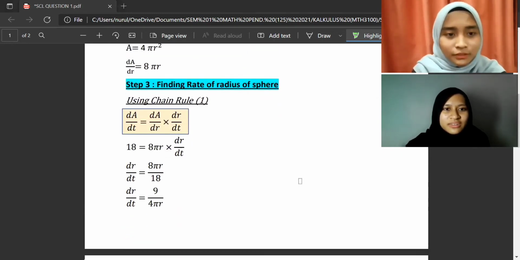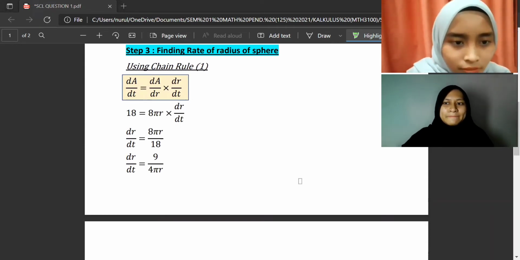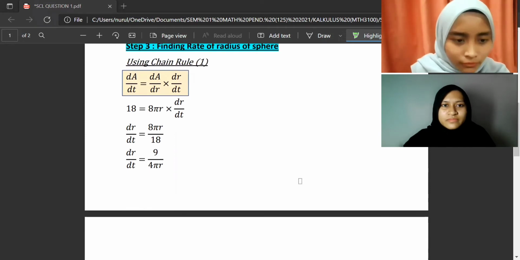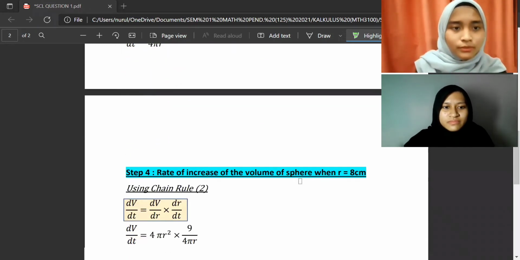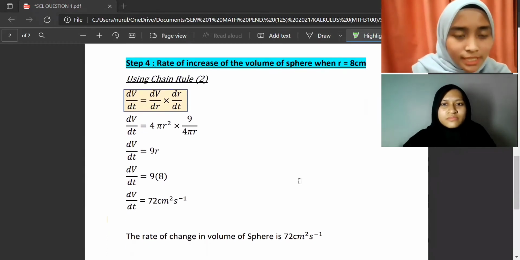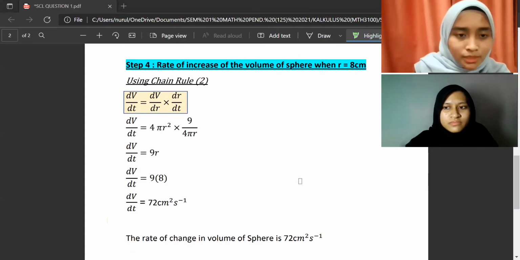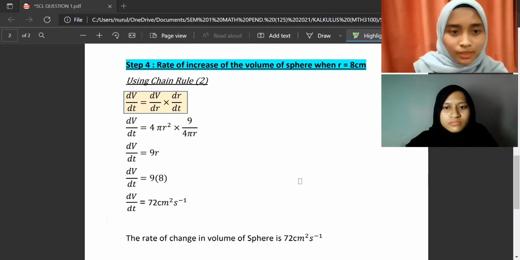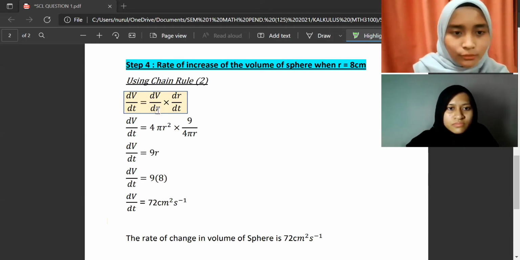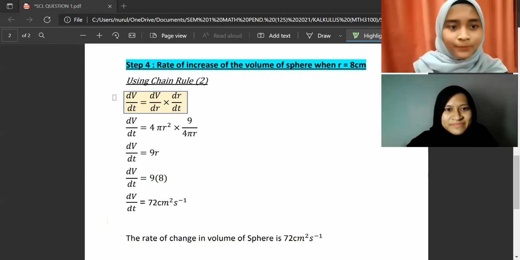Okay. From the question, we need to find the rate of change dV over dt of the sphere. The formula for dV over dt is dV over dr times dr over dt. From the question, we didn't get the information of dr over dt. So first of all, we need to find dr over dt from the chain rule of dA over dt, which is in step 3.